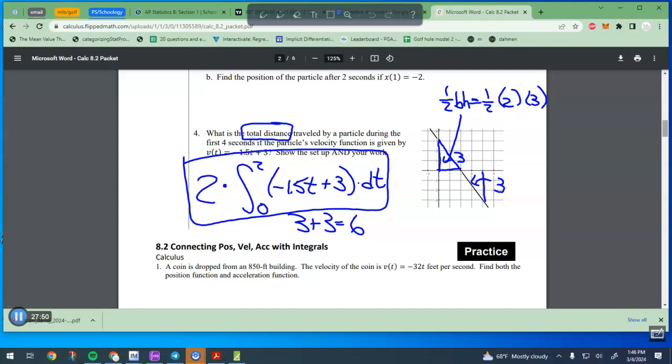Main point is the total displacement or total distance you have to do differently. You could also do integral from 0 to 2 of the absolute value of negative 1.5t plus 3, because that would take this part and flip it up, and then you're adding up these two positive areas. So now that I've explained it 4 ways in 4 different spots, you can use it. Is there a question I can answer though?